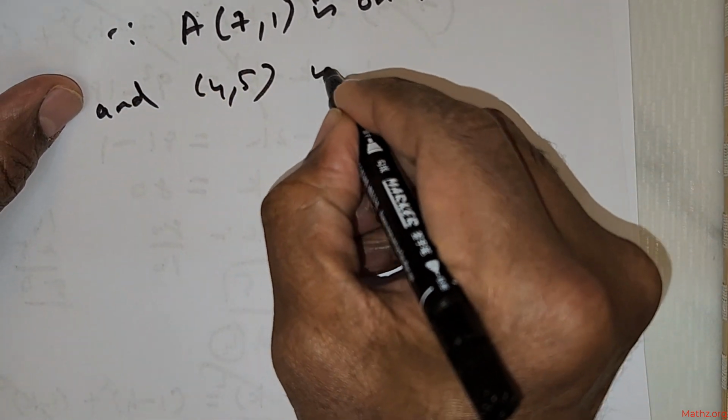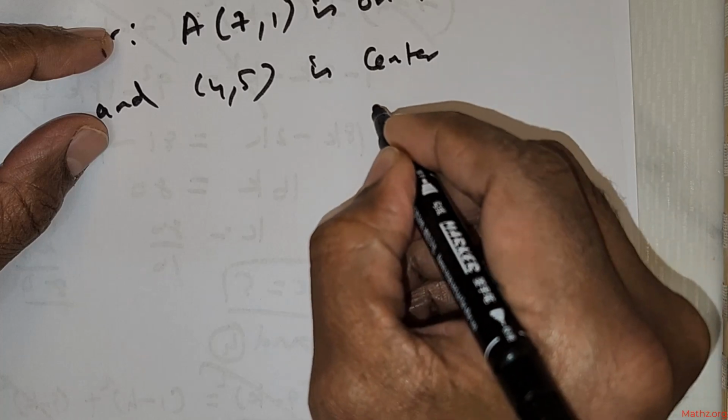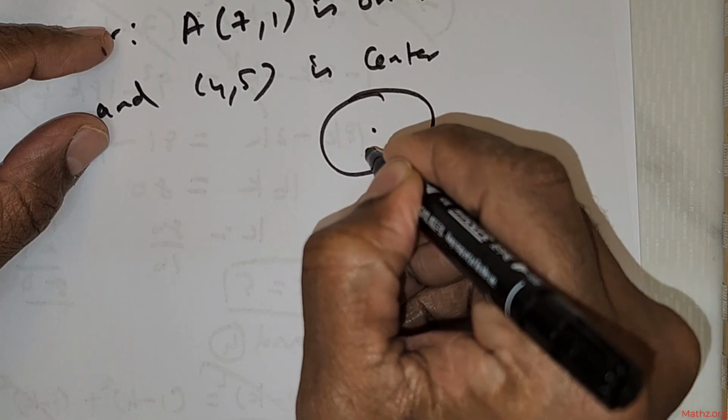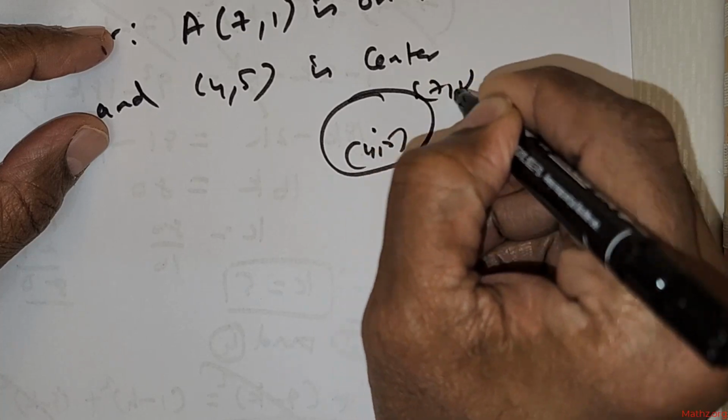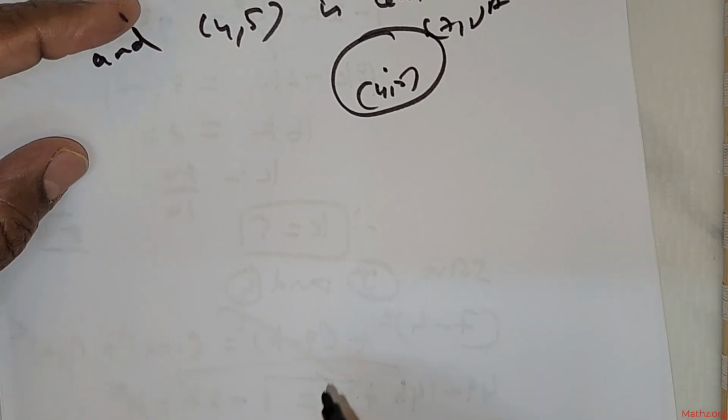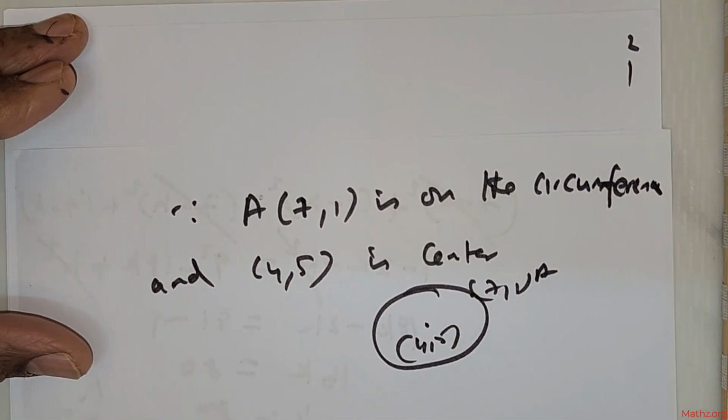And (4, 5) is the center. So you have something like this. (4, 5) is the center, and say (7, 1) is a point A. So you need to obtain the distance formula. Right, this is what we have got.